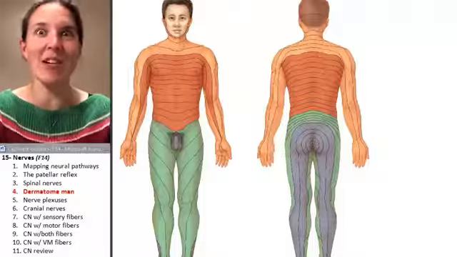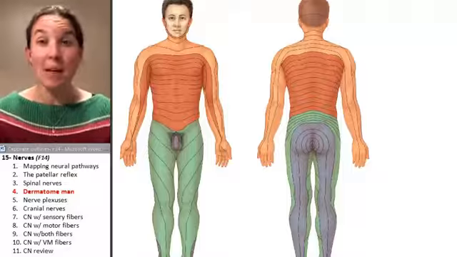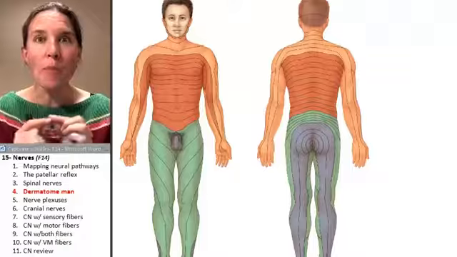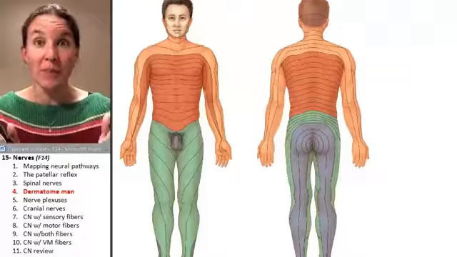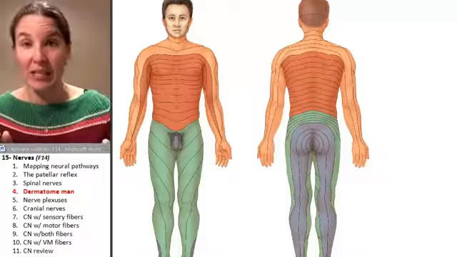This is my friend Dermatome Man. Dermatome Man is a map. He's a map of all the spinal nerves and the parts of spinal nerve that actually innervate skin.